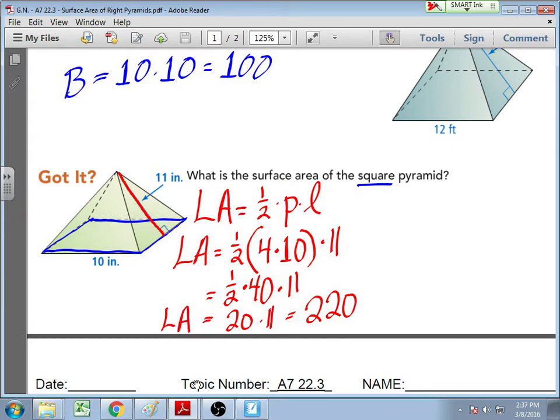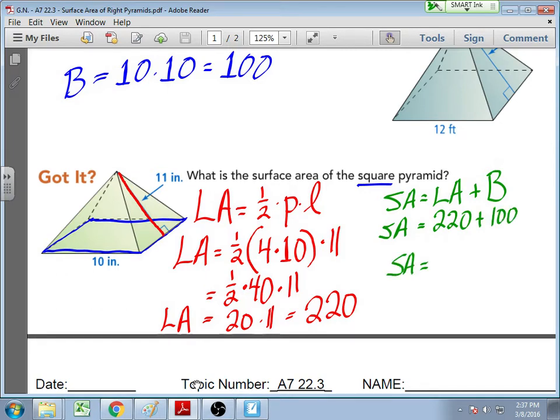So then, to find my final surface area, all I have to do is take the lateral area and add in one of the bases. So my surface area will be the 220 from the lateral area plus the 100 from the base. And my final total surface area is 320. We need a label, inches squared, because it's area.